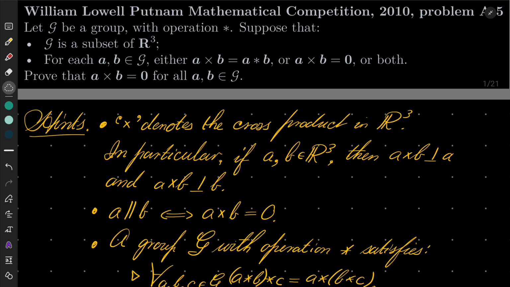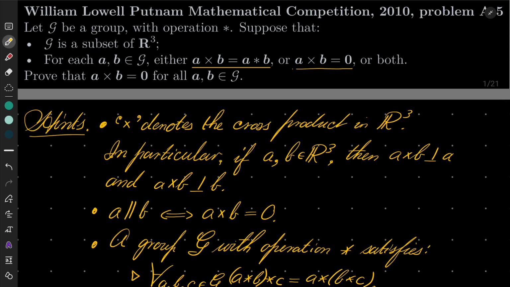Hello friends, in this video I'd like to solve the following problem from the Putnam Mathematical Competition 2010, problem A5. Let G be a group with operation star. Suppose furthermore that, first, G is a subset of three-dimensional space R cubed, and moreover, suppose that for each A and B in our group, either their cross product equals A star B, or A cross B is 0, or both. We wish to prove that, in fact, A cross B equals 0 for every two vectors A, B in our group.